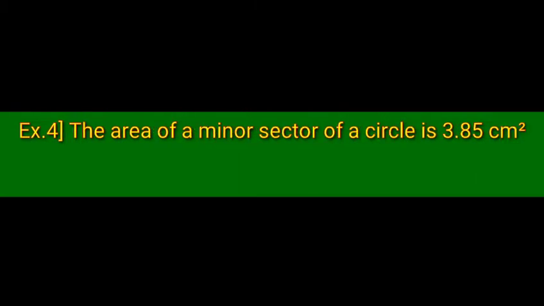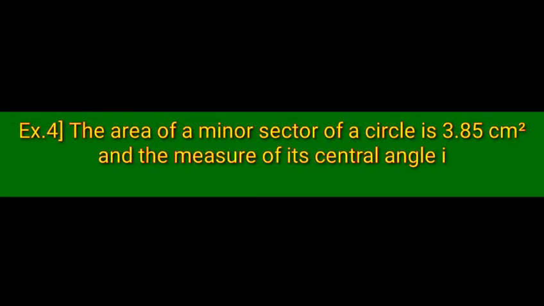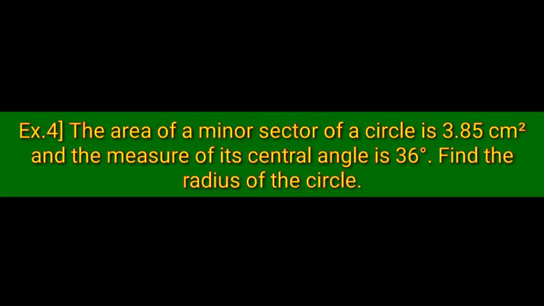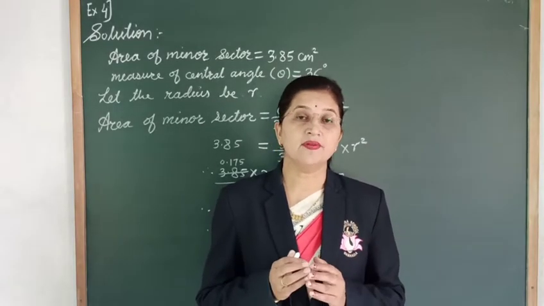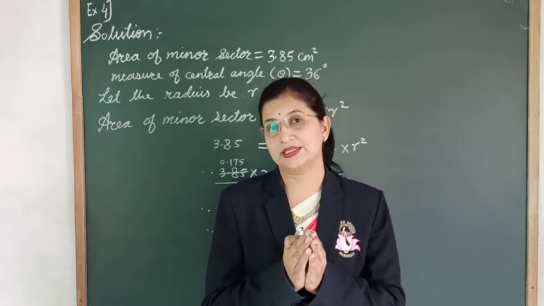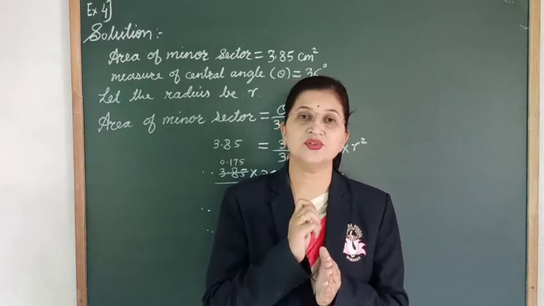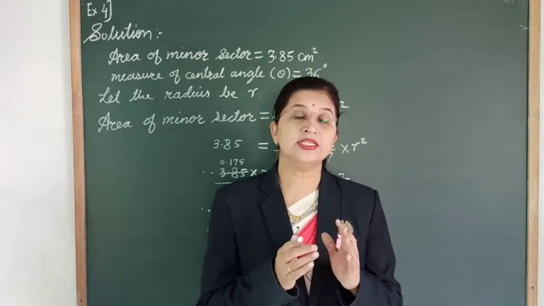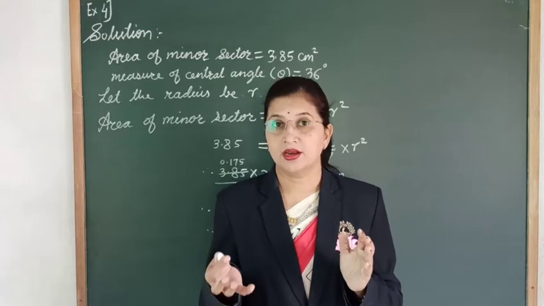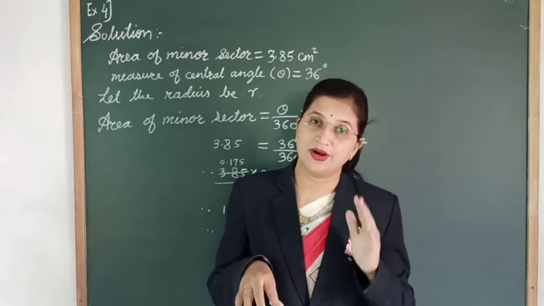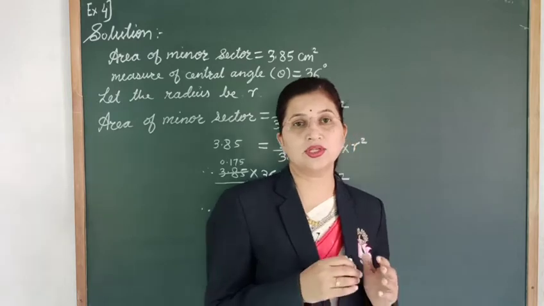The area of a minor sector of a circle is 3.85 square centimeter and the measure of its central angle is 36 degree. Find the radius of the circle. Dear students, in this question, we are given the area of the minor sector and theta and we are asked to find the radius. Up to this, we were given the radius and theta, and asked to find the area of the sector. Now, from the area of the sector, we have to find the radius. Okay, so let's see how to solve this question.